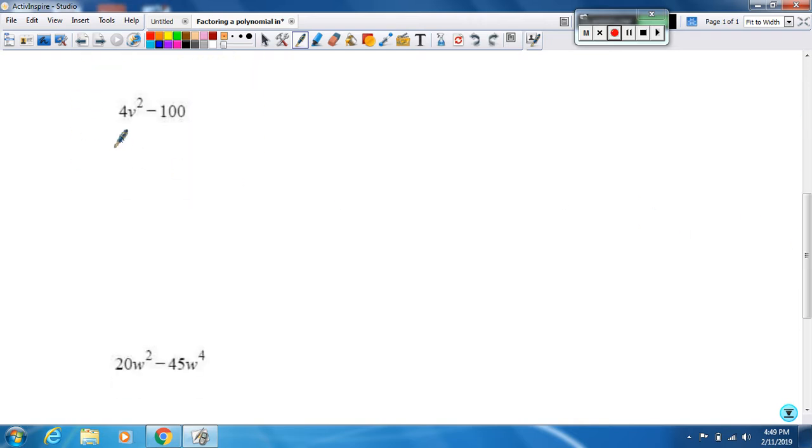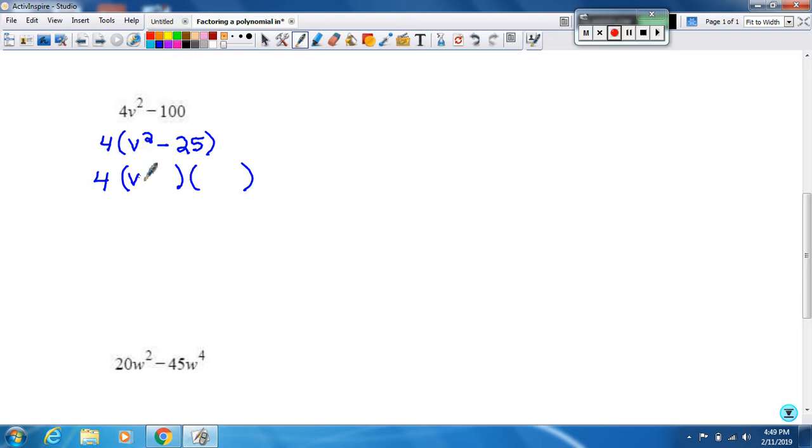So the next one, I can divide these by 4. So 4 divided by 4 is just 1, so you've just got the v squared left there. Minus 100 divided by 4 is 25. You have perfect squares on the inside. So keep your 4. Make two sets of parentheses.